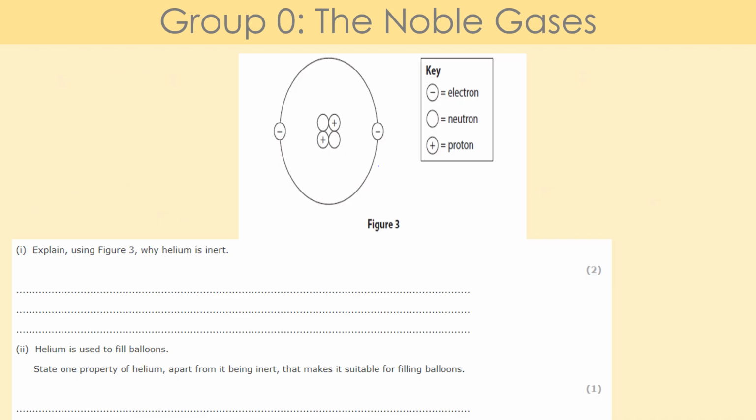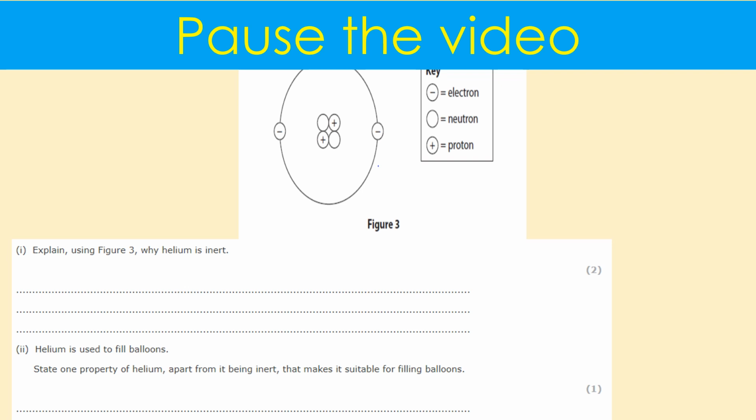And finally, I've got an exam question for you on the noble gases. So it's 2 questions. There's not many of them on there because there's not much to learn about our noble gases, which is quite nice. If you do get a question, you know you can ace it. So explain using figure 3, that's the diagram there, why helium is inert. And then part 2, helium is used to fill balloons. State 1 property of helium, apart from it being inert, that makes it suitable for filling balloons. So please pause the video now and try and answer those questions.